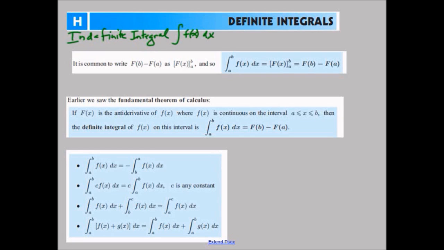A definite integral looks almost exactly the same, except it has a beginning point and an end point to that integral. So a to b of f of x dx. Okay, so by an end point and a beginning point, those are x values which we are going to evaluate on the graph or algebraically.